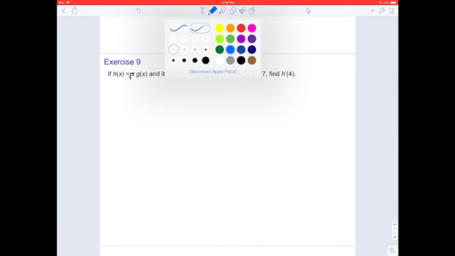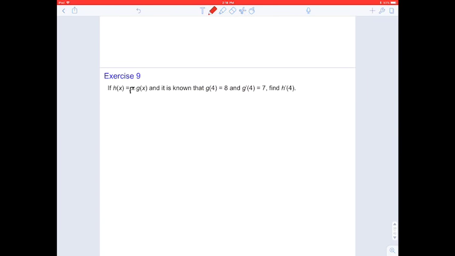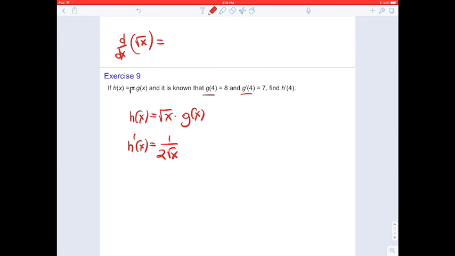Okay, another question like that. Product rule. Function h of x is defined as square root of x times g of x. G at 4 is given, g prime at 4 is given, 8 and 7 respectively. Find h prime at 4. Let's find h prime of x. Product rule. Derivative of square root of x is 1 over 2 root x. Please remember, in order to differentiate square root of x, we may apply, or I can say we should apply, a power rule.